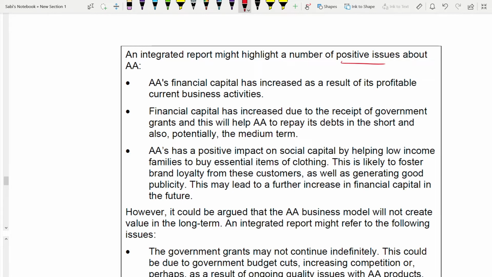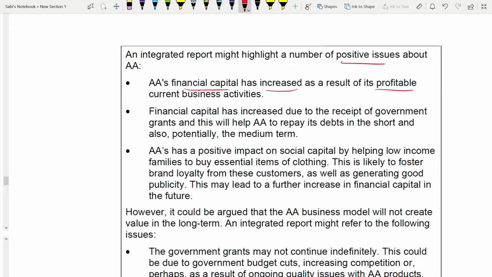Okay, and the easiest one is to start with financial capital, because most of the time, whenever they give you some figures, it's financial capital. Financial capital means your profits and everything. So you can start with that. That's your starting point. So the first bullet point talks about financial capital, meaning the profitability of the company. It has increased, right? In the current business activity, profitability is there, success is there. So in terms of financial capital, it's positive.